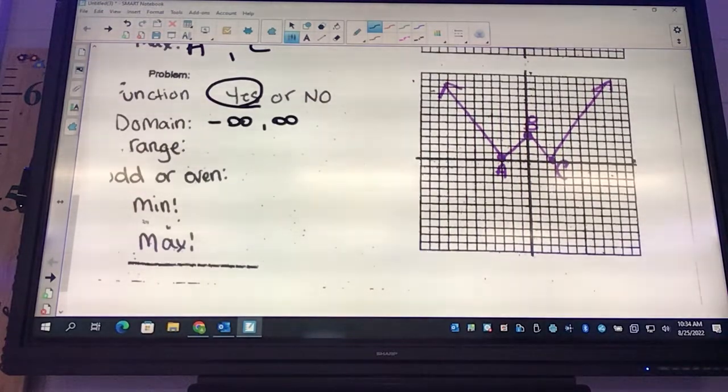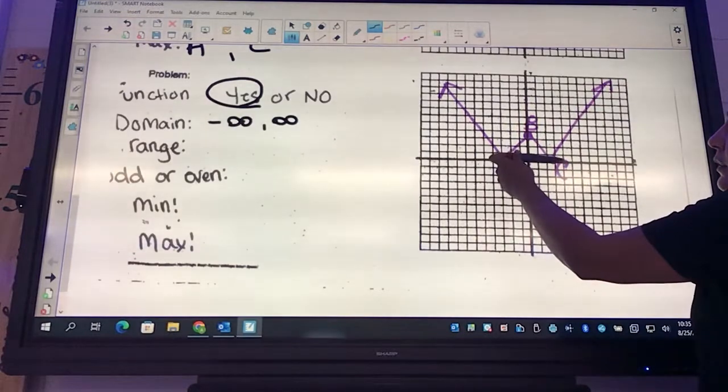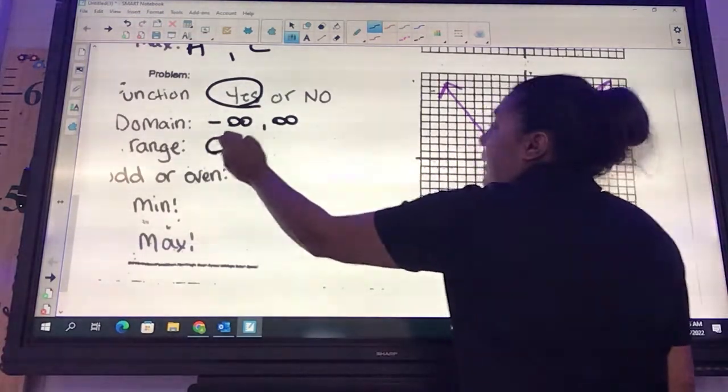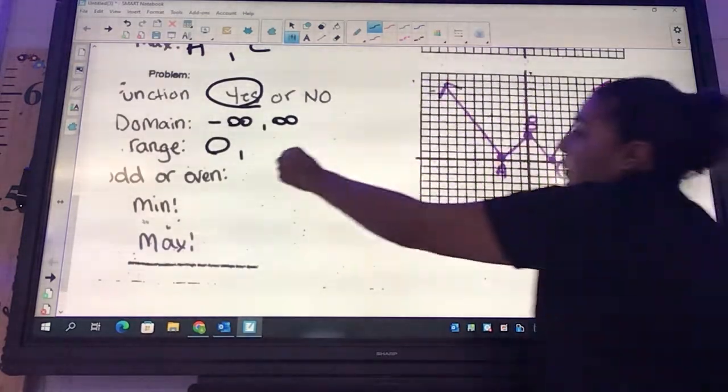The range, okay, so we do our pencil this way. Where does it start at the bottom? 0, to infinity. Okay, and then we go up, and the last point I touch is going to be an arrow, and that means infinity.